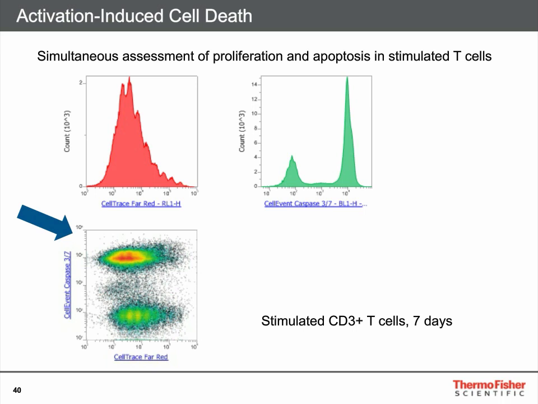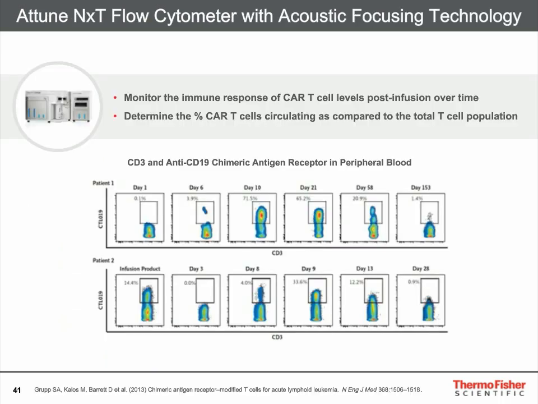One additional thing to look at is using flow cytometry to monitor the presence of our chimeric antigen receptor T cells in the peripheral blood, say in the case of animal models for research, where we'd like to monitor not only the immune response of those CAR T cells post-infusion, but also to determine the percent of T cells in that animal that are CAR T cells.